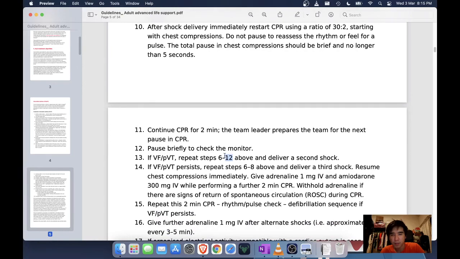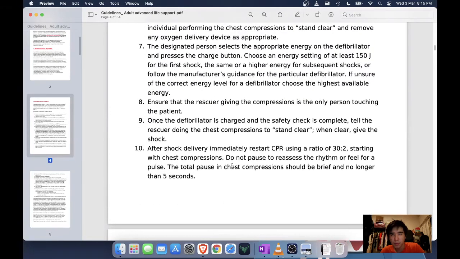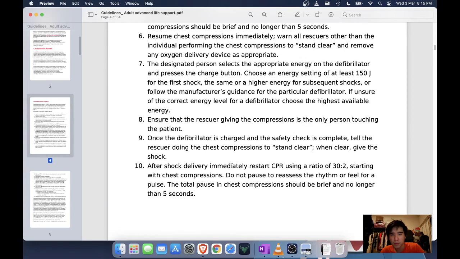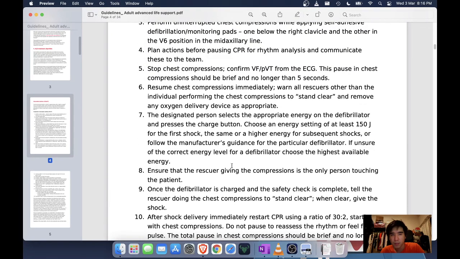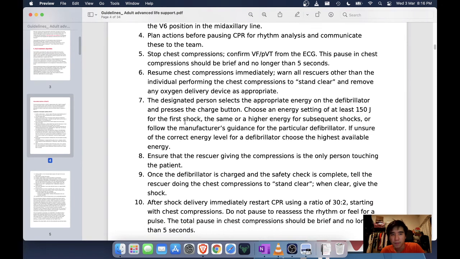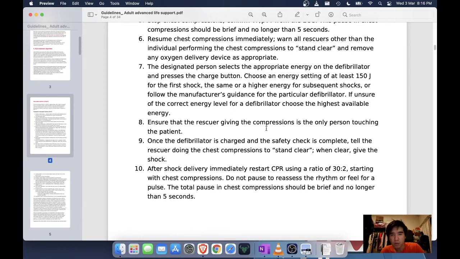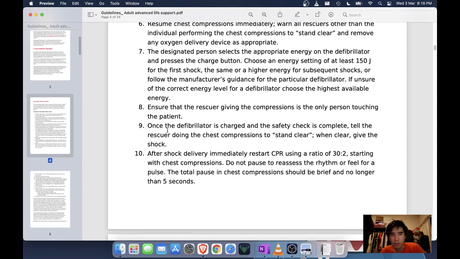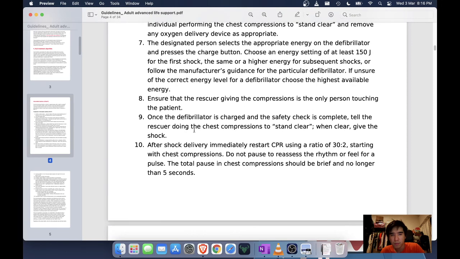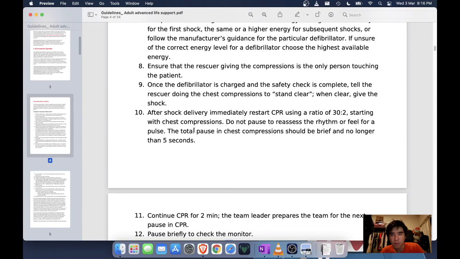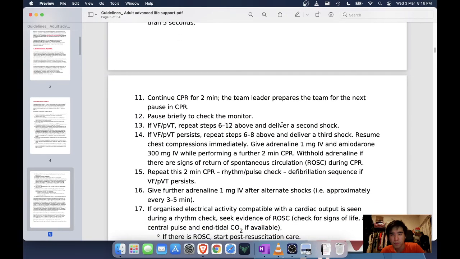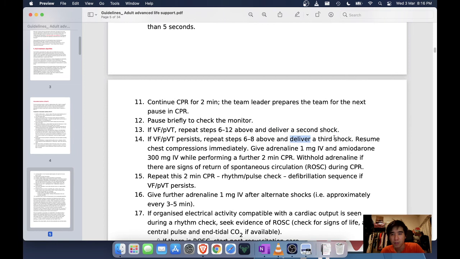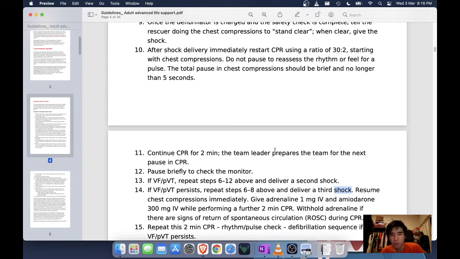One is 6 to 12, but the other one is 6 to 8. So 6 is resume chest compressions immediately, warn all rescuers other than the individual. The designated person selects the appropriate energy. Ensure the rescuer giving compressions is the only person touching the patient. About 9 to 12, you don't have to shock, and deliver a second shock, and deliver a third shock. So you do have to go up to 12.